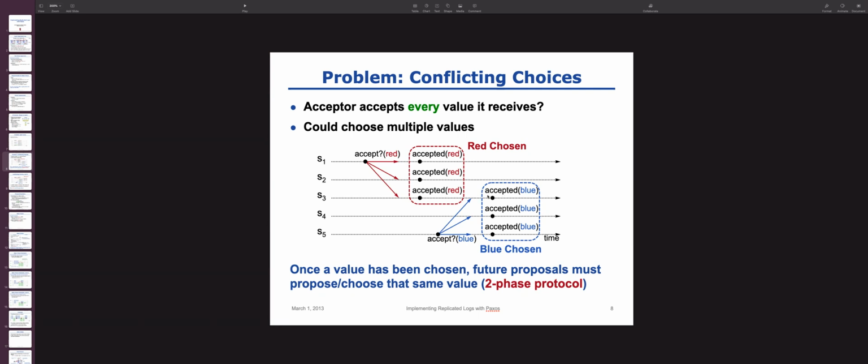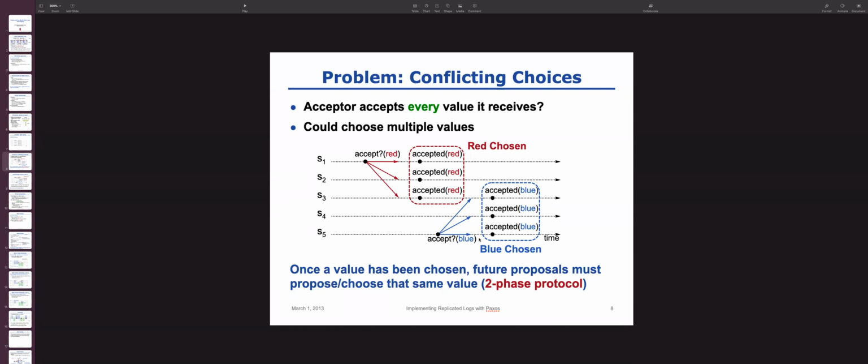So now there's a problem, right? Because S3 has accepted the previous value and the new value, blue is also chosen now. So there's no guarantee here, and we don't have any consensus. Because of S3, it accepted red, and now it's accepting blue. So there's a problem. Here the solution could be when S5 is trying to transfer blue, right?